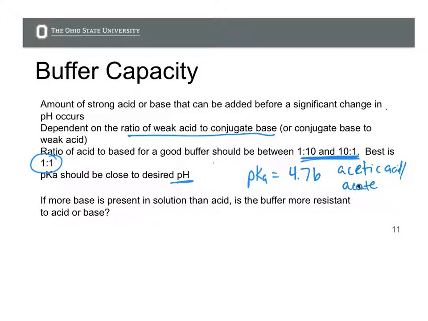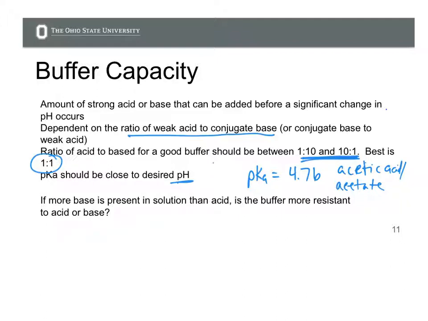That's not acetate. So if you wanted to make a buffer that was around 4.5 or maybe 5, you could pick acetic acid and acetate as a good buffer combination. Okay? You wouldn't pick acetic acid or acetate to make a buffer at around pH 7. Okay? That's not going to work very well there.